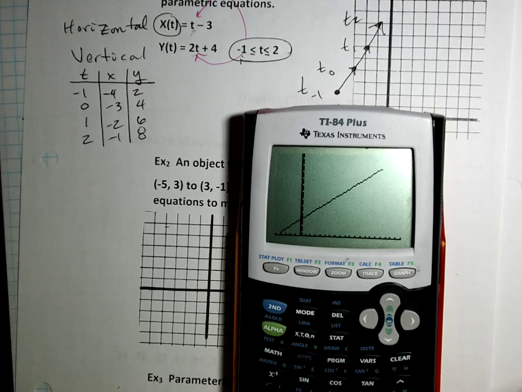There it stops. Good. So at 19 seconds, it stops here. And if I want that position, I can do one of two things. I can plug 19 in for t, or I could use my trace button and go to 19 if I want to know where it is.